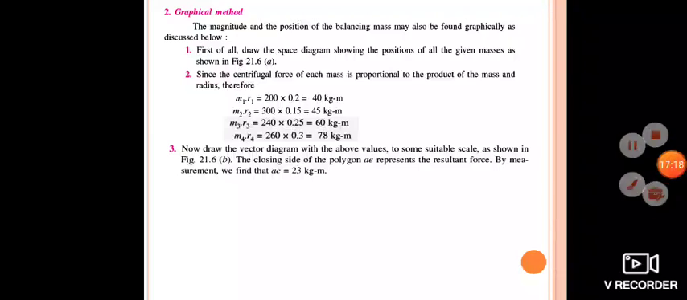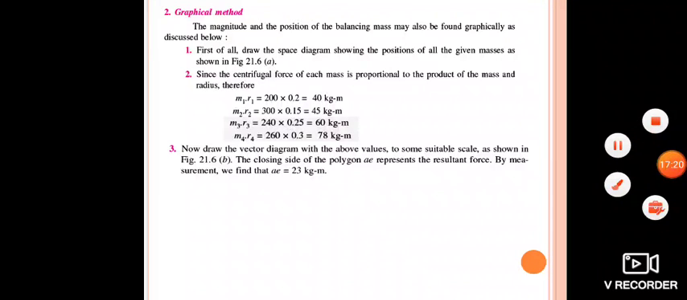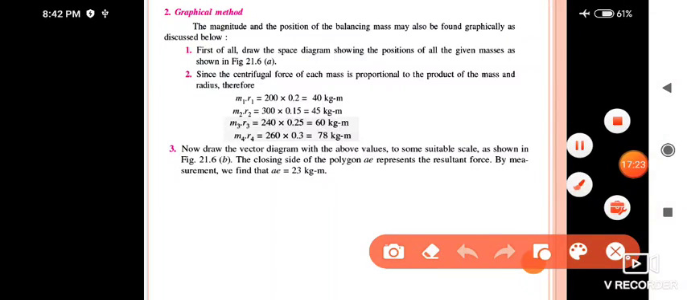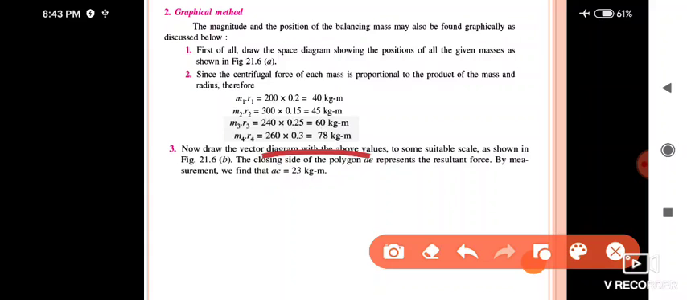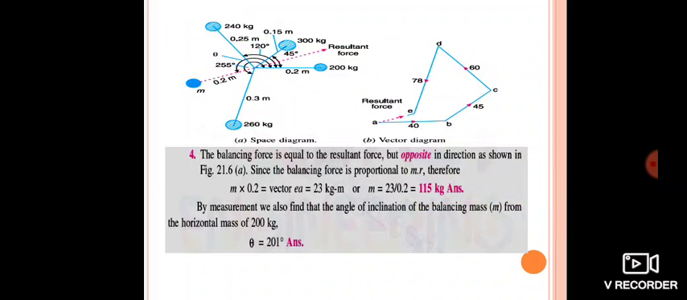Then solving with the graphical method. The magnitude and the position of the balancing mass may also be found graphically, as discussed below. First step, draw the space diagram and show the position of all the given masses as shown in the figure. Here that is shown in the figure clearly. This one is that figure, the space diagram, and you have to draw the space diagram with the help of that one only.